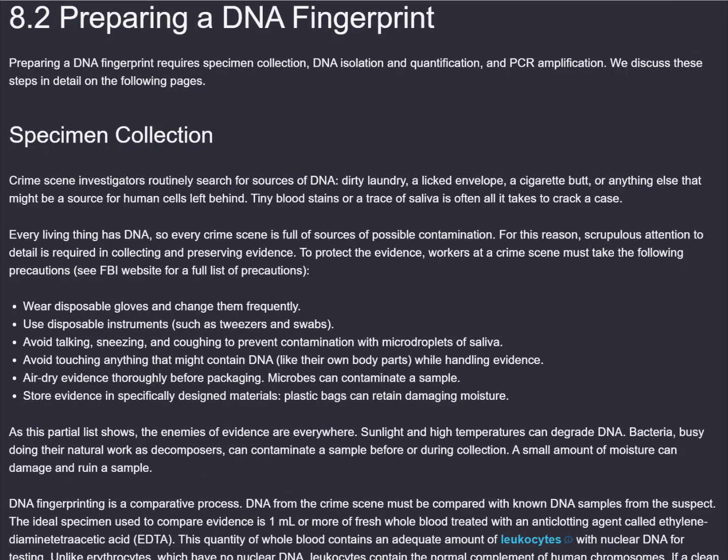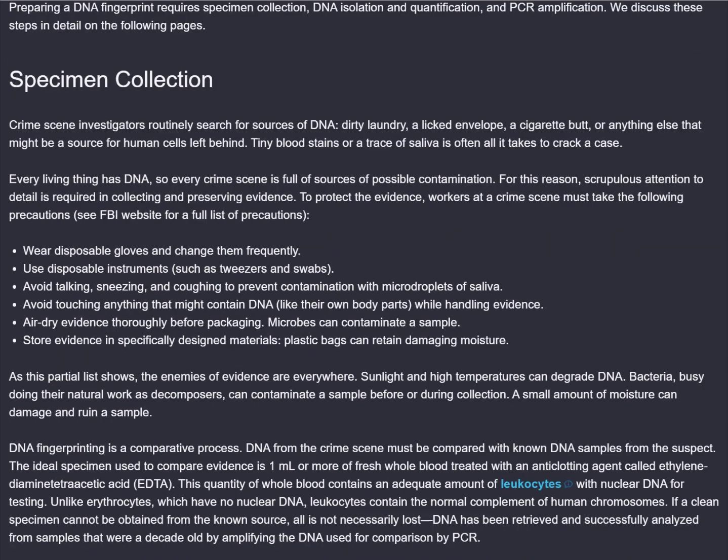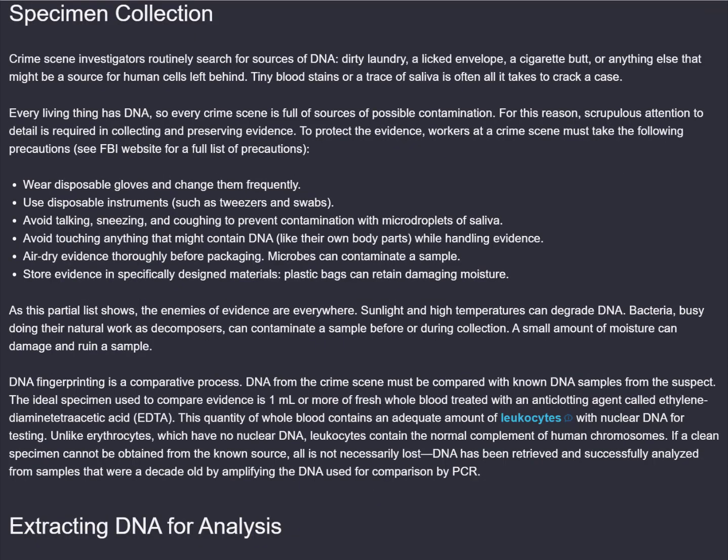8.2 Preparing a DNA fingerprint. Preparing a DNA fingerprint requires specimen collection, DNA isolation and quantification, and PCR amplification. We discuss these steps in detail on the following pages. Specimen collection.